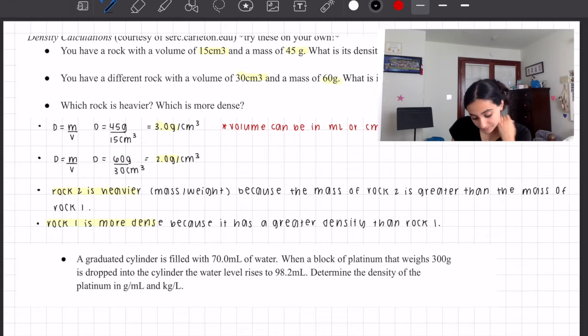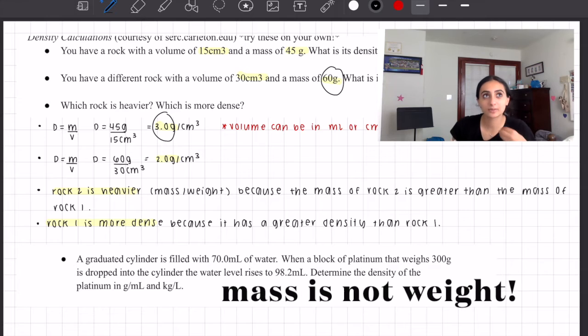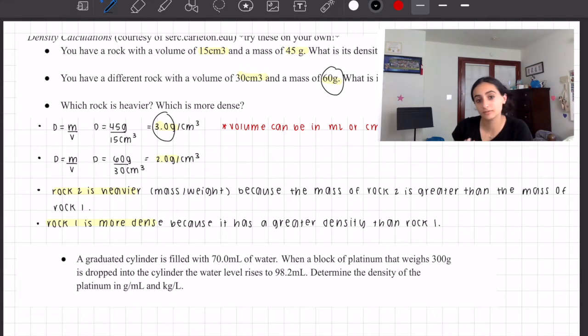I wrote them separately. Rock 2 is heavier because it has a higher mass of 60 grams, and rock 1 is more dense because it has a higher density of 3.0 grams per centimeters cubed. And that is pretty straightforward. You just have to make sure you're using correct vocabulary with these concepts. Just remember, heavier is more matter. There's more stuff in it, and if you think about density, it's just more mass per volume. So hopefully that helps with your understanding of heavier versus more dense.